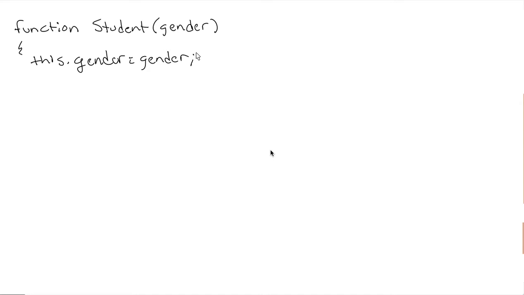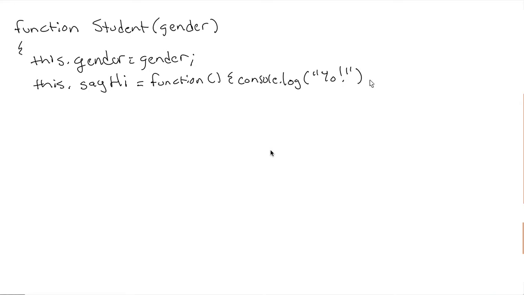And we're also going to have the student say hi, but the student's going to say hi in a different way. The way the student's going to say hi is that they're going to have their own function. And the function's going to do a console log, "yo." Okay.